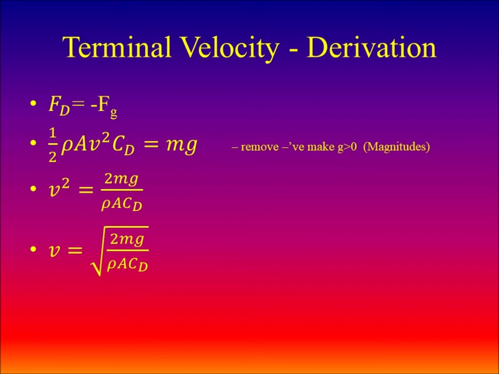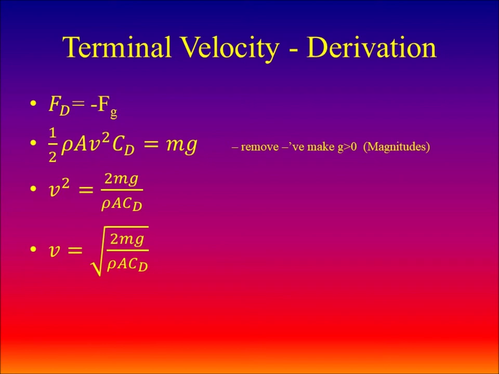So we're used to g being negative 9.8, but in this particular case, we have F_D equals negative F_G at the top there, and we know inside that we have a negative g, and we just simply get rid of all of that, and we're dealing only with positive values because we're computing the magnitude. The rest is basically algebra, and when you're all finished, you get the speed is going to be equal to the square root of 2mg over rho A C_D.